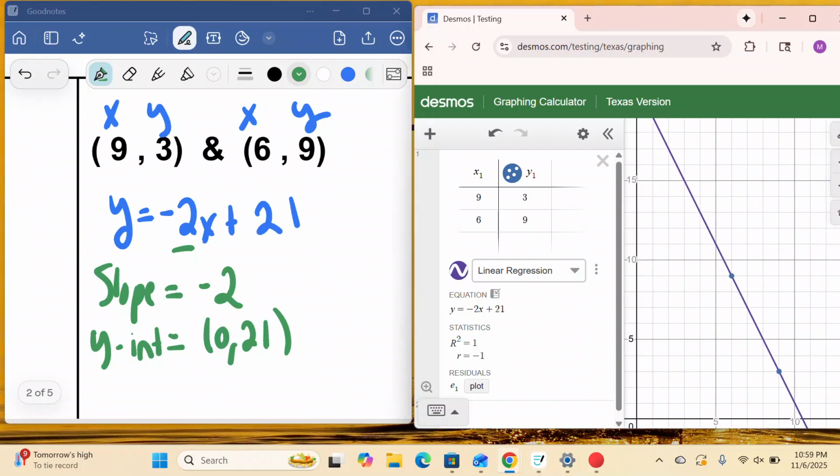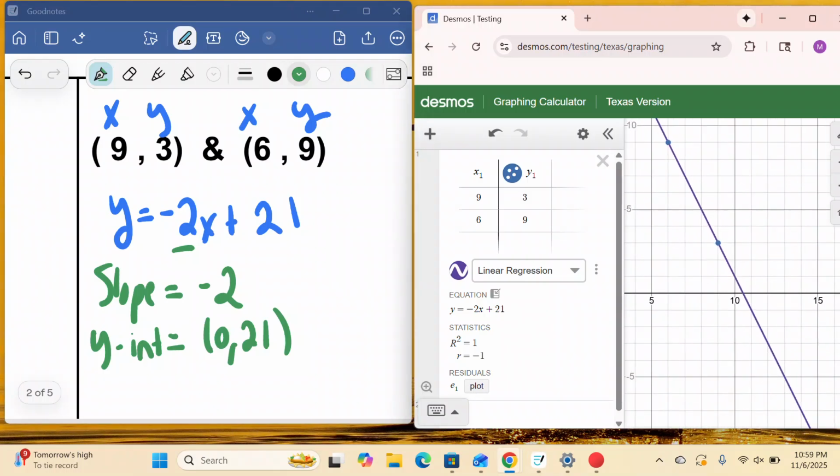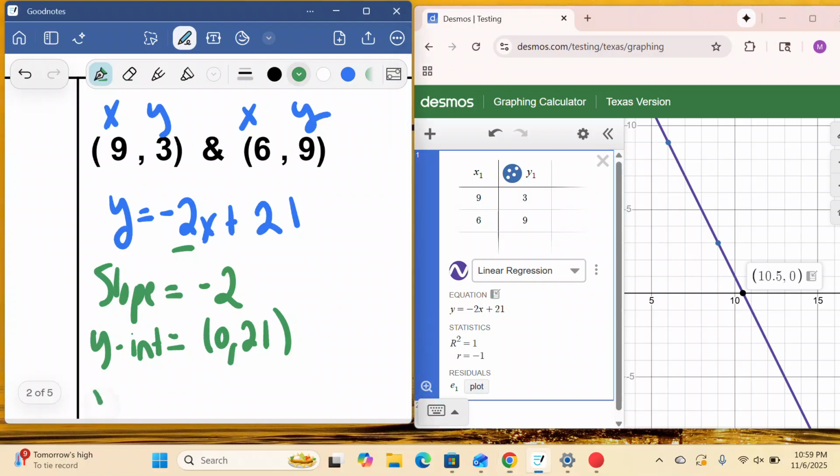Now let's say I want to find the x-intercept. Well, where does this line cross the x-axis? So I'm going to look for it and it stays right there. Even dealing with the decimal, we know the x-intercept equals 10.5, comma 0. And right there is where my line crosses the x-axis. So that is my answer.